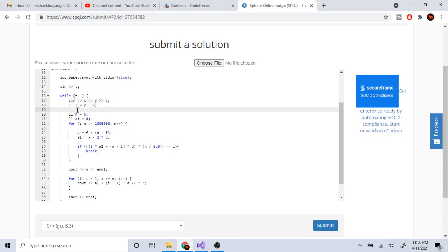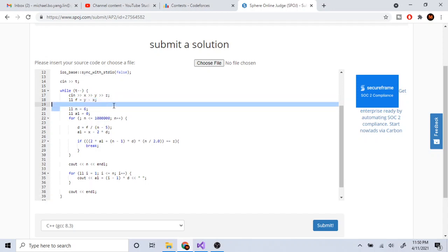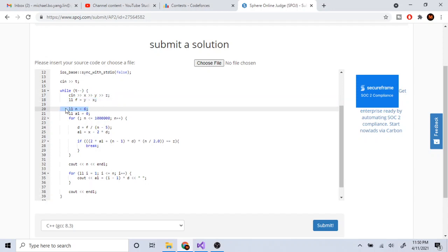So what did I do first? Well, first I subtracted the third term from the third to last term. So I did F is equal to Y minus X, okay? And then I had this number called N is equal to 6, so that's just 6. And then I had a number A1 is equal to 0. So this is going to represent the first term, okay?